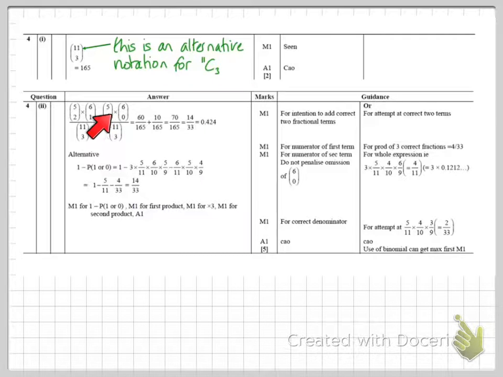Although technically, I suppose, I could have written 5C3 multiplied by 6C0. It would give the same value because 6C0 is 1.